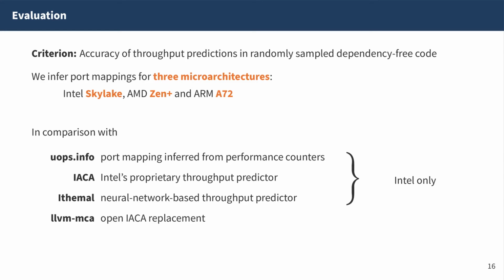Of these tools, the first three only come with support for Intel platforms. We therefore compare only on Skylake to them. Only LLVM-MCA has manually collected scheduling models for the other platforms.